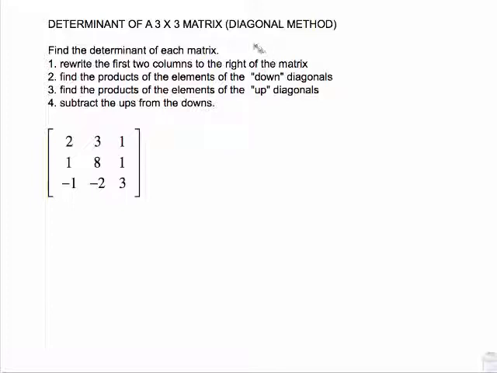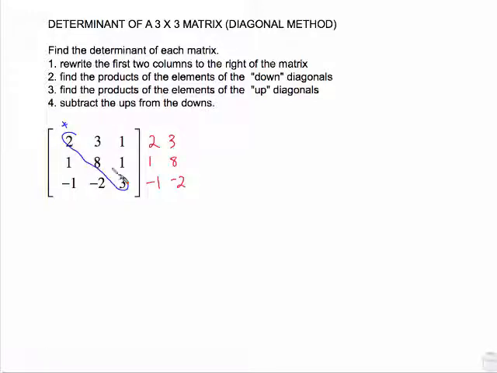To use the diagonal method, you will, number 1, rewrite the first 2 columns to the right of the matrix. So 2, 1, negative 1, 3, 8, negative 2. Secondly, you find the products of the elements of what I call the down diagonals. Now, I'm starting in this upper left-hand corner. Think how you read a book. You start in the upper left-hand corner of the page. So find the products of the elements of the down diagonals.